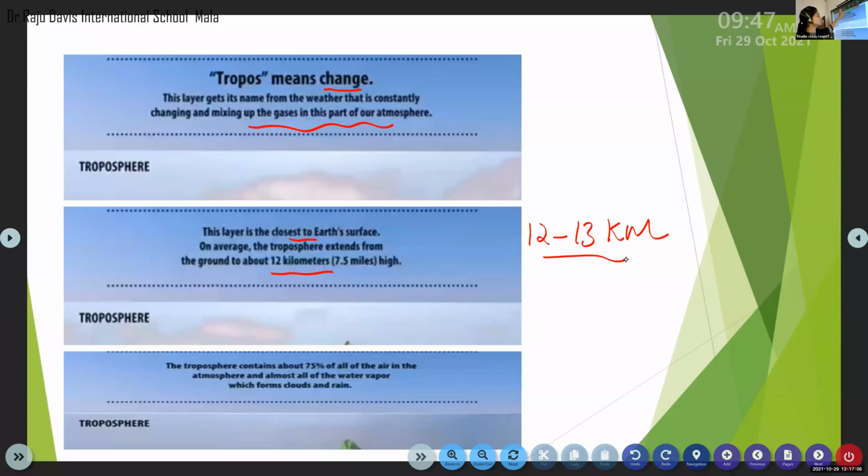When you remember the meaning of all these terms, it will be easy to recollect the points related to that layer. So why is it called the troposphere? Because it will always change. The weather condition is constantly changing, and this layer is very close to the earth's surface. Also you have to note down the average height of all these layers. It is about 12 to 30 kilometers high.